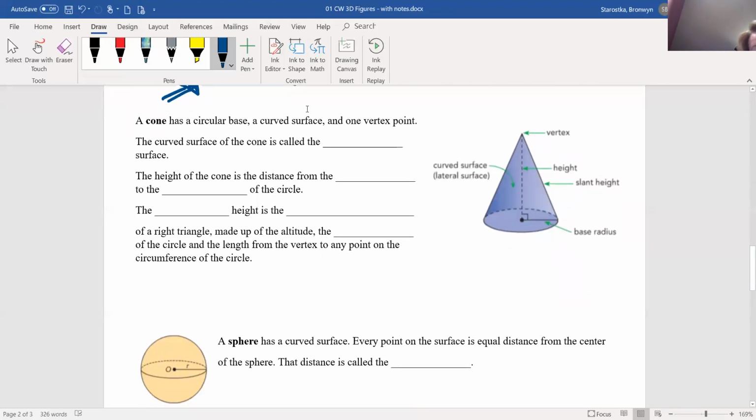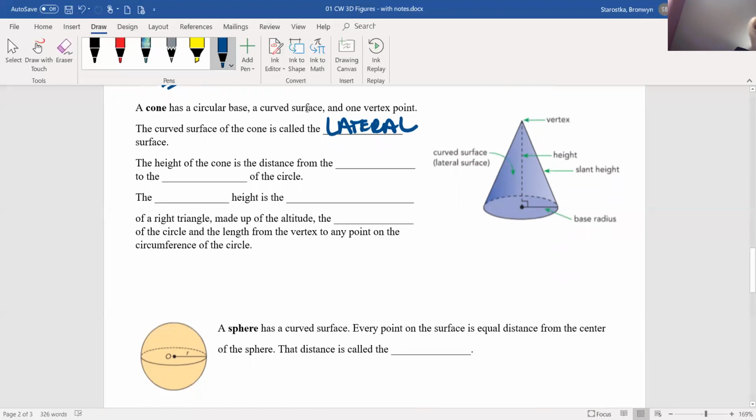Another shape we're going to study is the cone. The cone has a circular base and a curved surface and one vertex point, as you see in the diagram to the right. The curved surface of the cone we call the lateral surface. The height of the cone is the distance from the vertex to the center of the circle. So it's like if Juan was standing right up here and dropping his little rock straight down to the center.